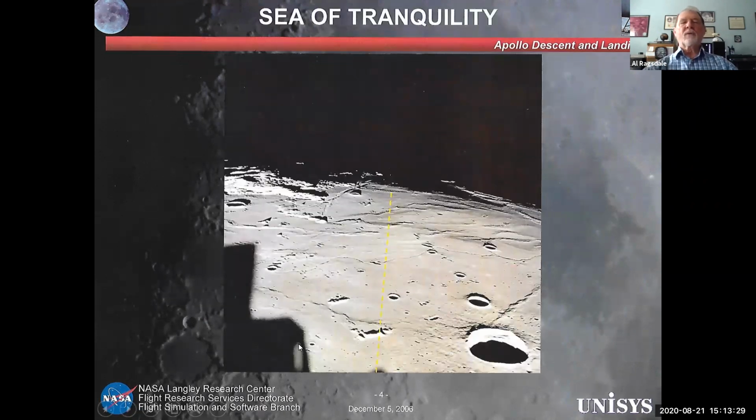That's what the Sea of Tranquility looks like. They took this picture an orbit or two before they landed, and that yellow line is their planned path for landing over the Sea of Tranquility. That Sea of Tranquility is about 200, 250 miles wide, what we're seeing from here to here.